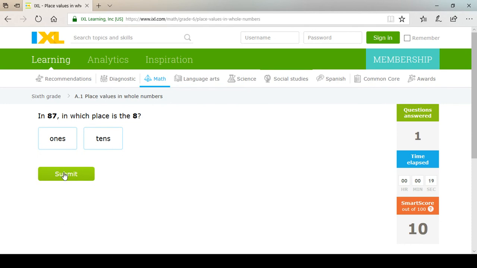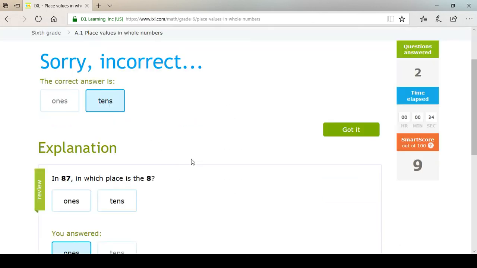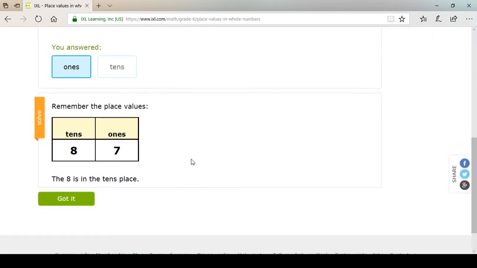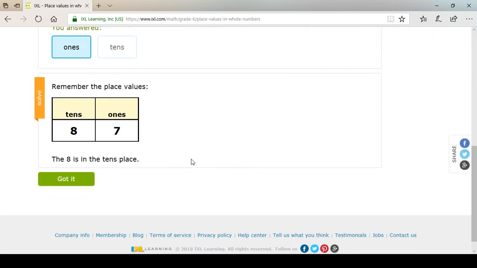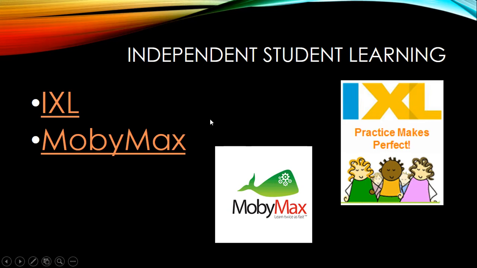Great job or wonderful. If you get it wrong, however, which I really like this, in 87, in which place is the 8? So if I said it was in the ones place, it would tell me that I'm incorrect. It would give me the correct answer. And if you scroll down here, it gives the explanation about it. And it explains a little bit, which I think is really neat, because then the student can understand what they did wrong. So that is IXL.